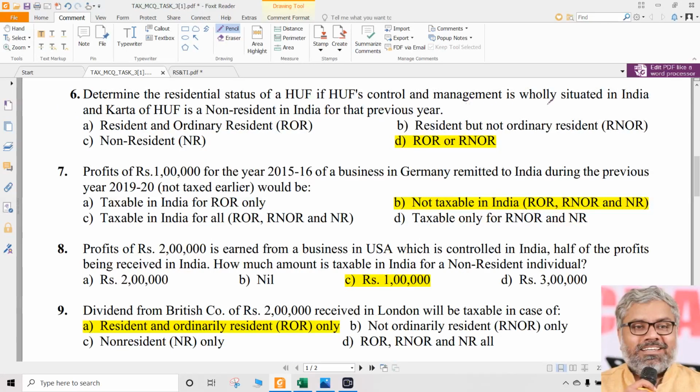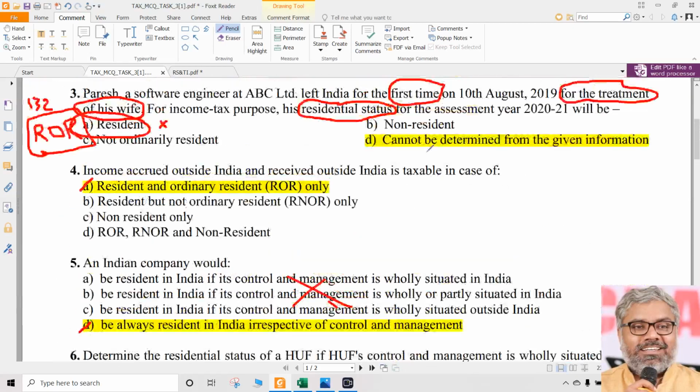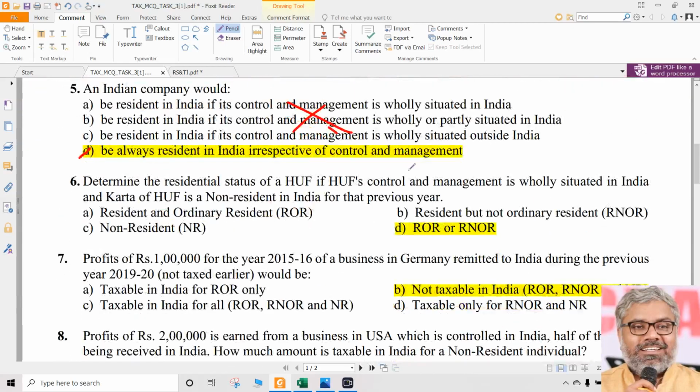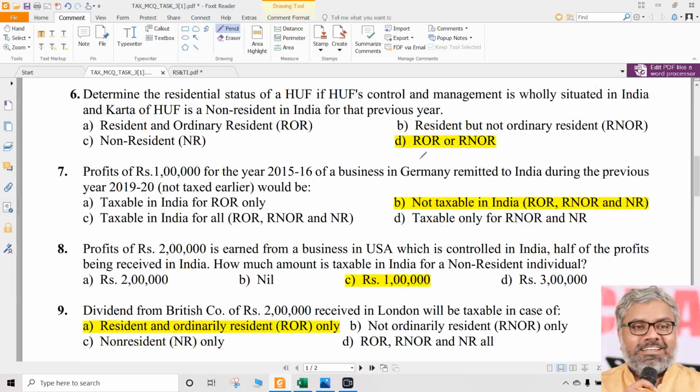If HUF's control and management is wholly situated in India and the Karta of HUF is a non-resident in India. So here what could be the situation is asking. Residential status we cannot determine, actually speaking. If there is an answer here, "cannot be determined from the given information" could be the answer also. But here the options are different. Here the option is given either ROR or RNOR. Yes, definitely those are the only possibilities now for HUF.